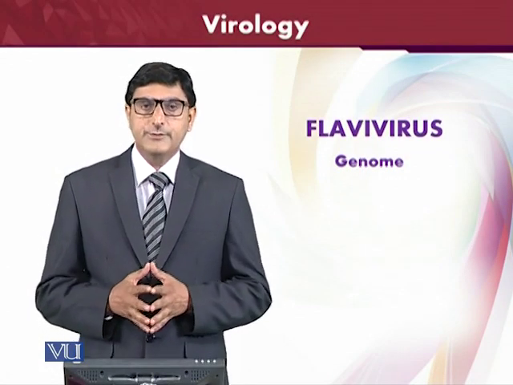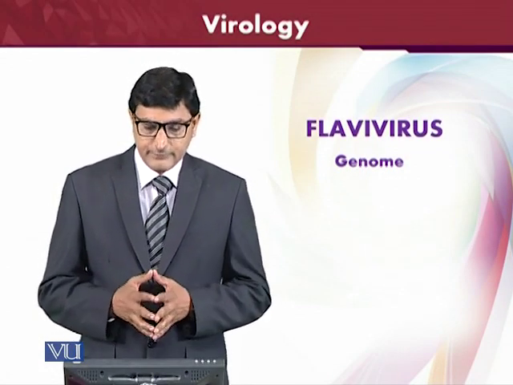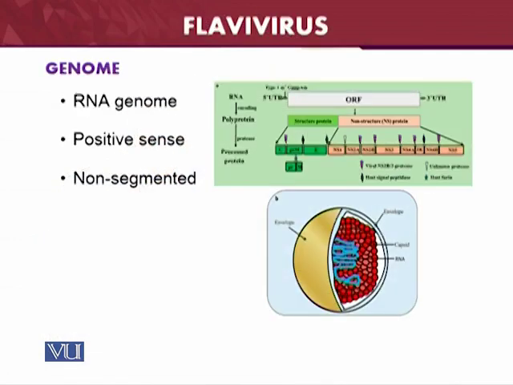Now the genome of the virus is the Flavivirus genome. The genome of the virus we already studied. It has an RNA genome with positive sense, non-segmented, and these are enveloped viruses. However, in the present research, you can say there are two groups: one may be enveloped and one is not enveloped.